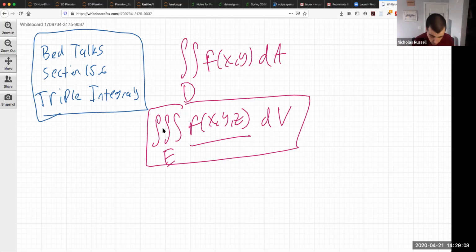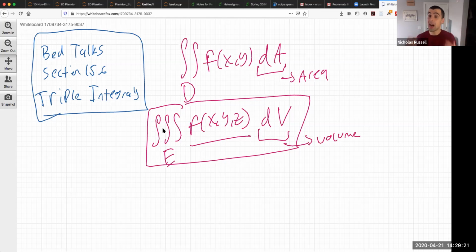What changed? The first thing to know is that the differentials have changed. The differential here was an area. Now this is a volume, because what am I doing now? I'm giving you almost a length, a width, and a height. So I need to think about things as dx, dy, dz, a length, and a length. Now I'm thinking about things over a volume E in this case.